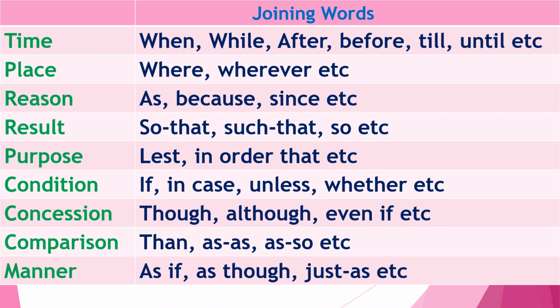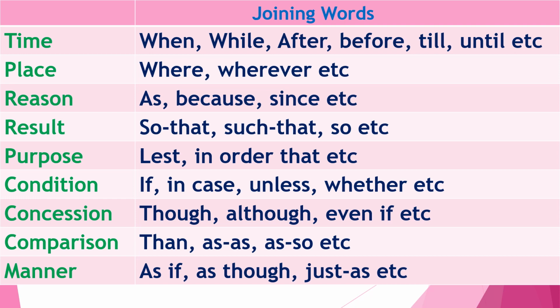Now a chart will be shown. Through this chart, we are able to understand what joining words are used in adverbial clauses. Look at the chart. Time. In case of time, we find when, while, after, before, till, until, etc. Place. If it indicates place, then we find joining words where, wherever, etc. Reason: as, because, since, etc.